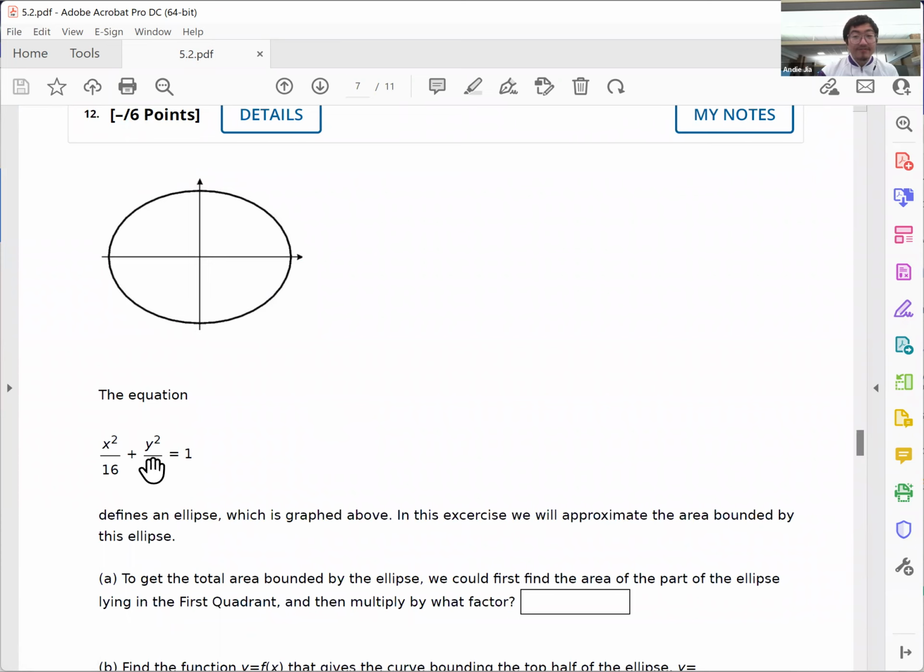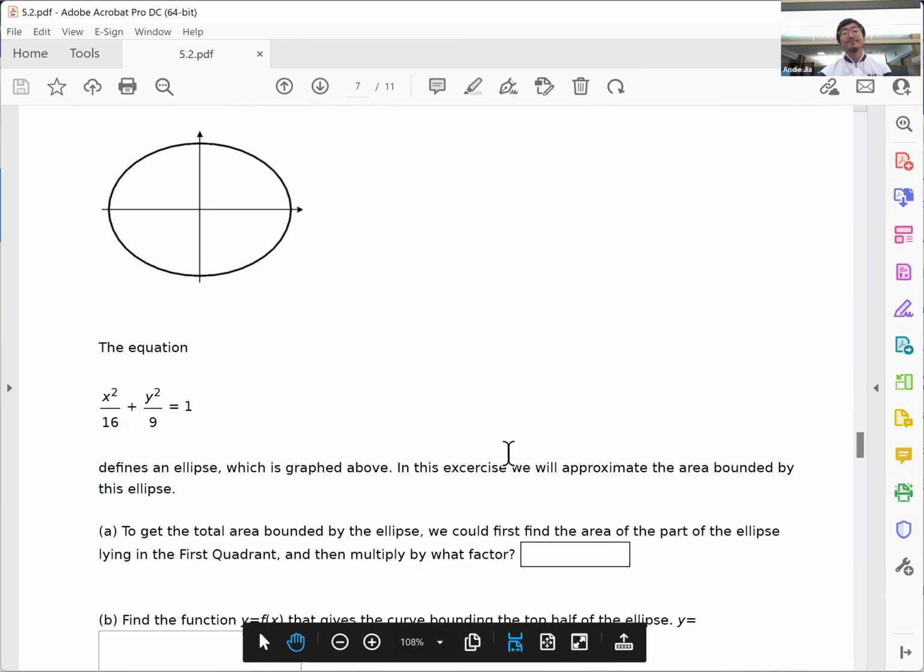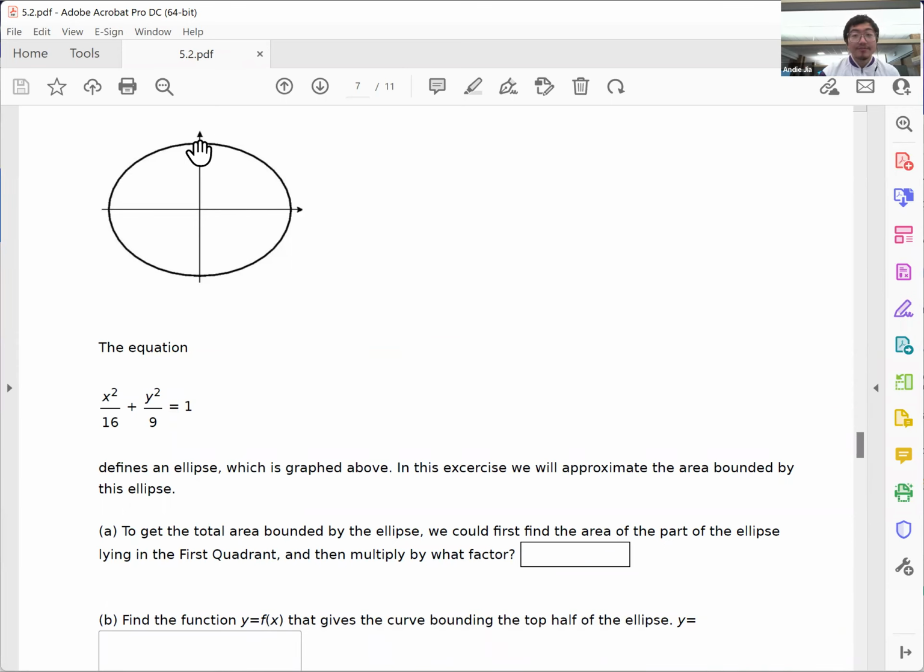For number 12 here, it seems complicated, but you just need to rewrite the function in terms of x, so y equals blah blah blah. Do some algebra here. Once you're doing the approximation, you only do the first quadrant, which is only 1/4 of the ellipse. So after you approximate the first quadrant of the ellipse, make sure to multiply the result by 4 to obtain the approximation of the entire ellipse.